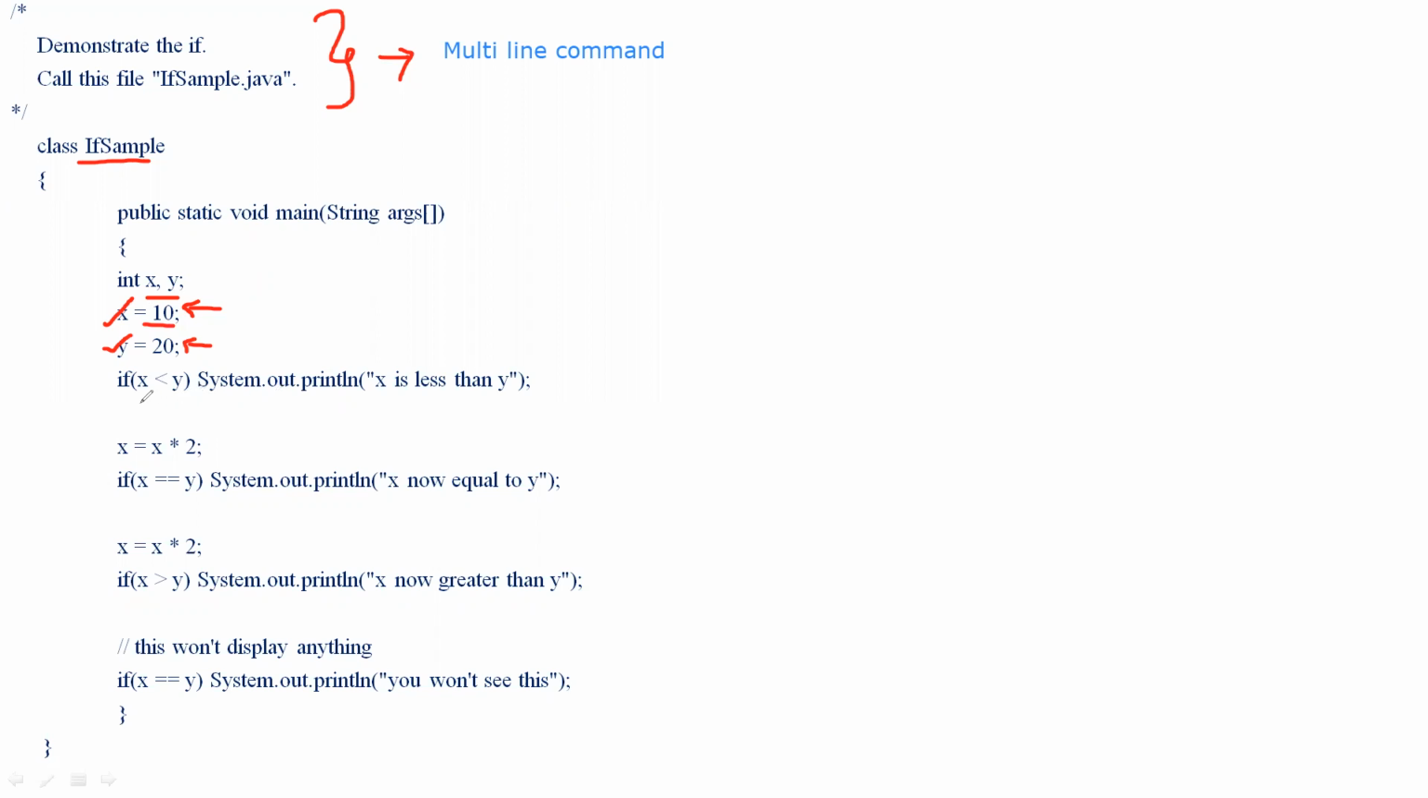on executing this line, it will check the condition: if x is less than y. The value assigned for x is 10, so it checks whether 10 is less than 20. If this condition is true, then it will go and print the output, which will be like: x is less than y.